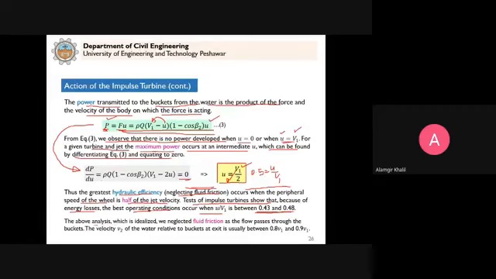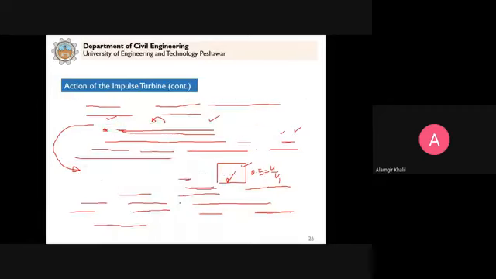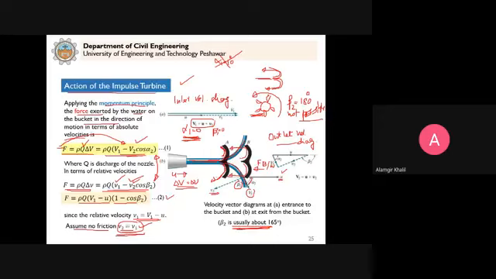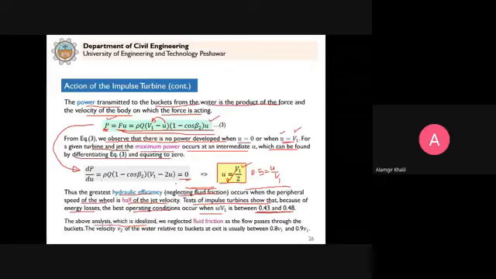So the above analysis is idealized. Why? Because we do not consider friction as the water flows over the buckets. So that's why we say idealized condition due to neglecting the fluid friction. But if we consider the friction, this V2 is then in the range of 0.8 to 0.9 times the inlet relative velocity. This is due to the friction. Then you have to consider these values for V2 if we consider the friction.